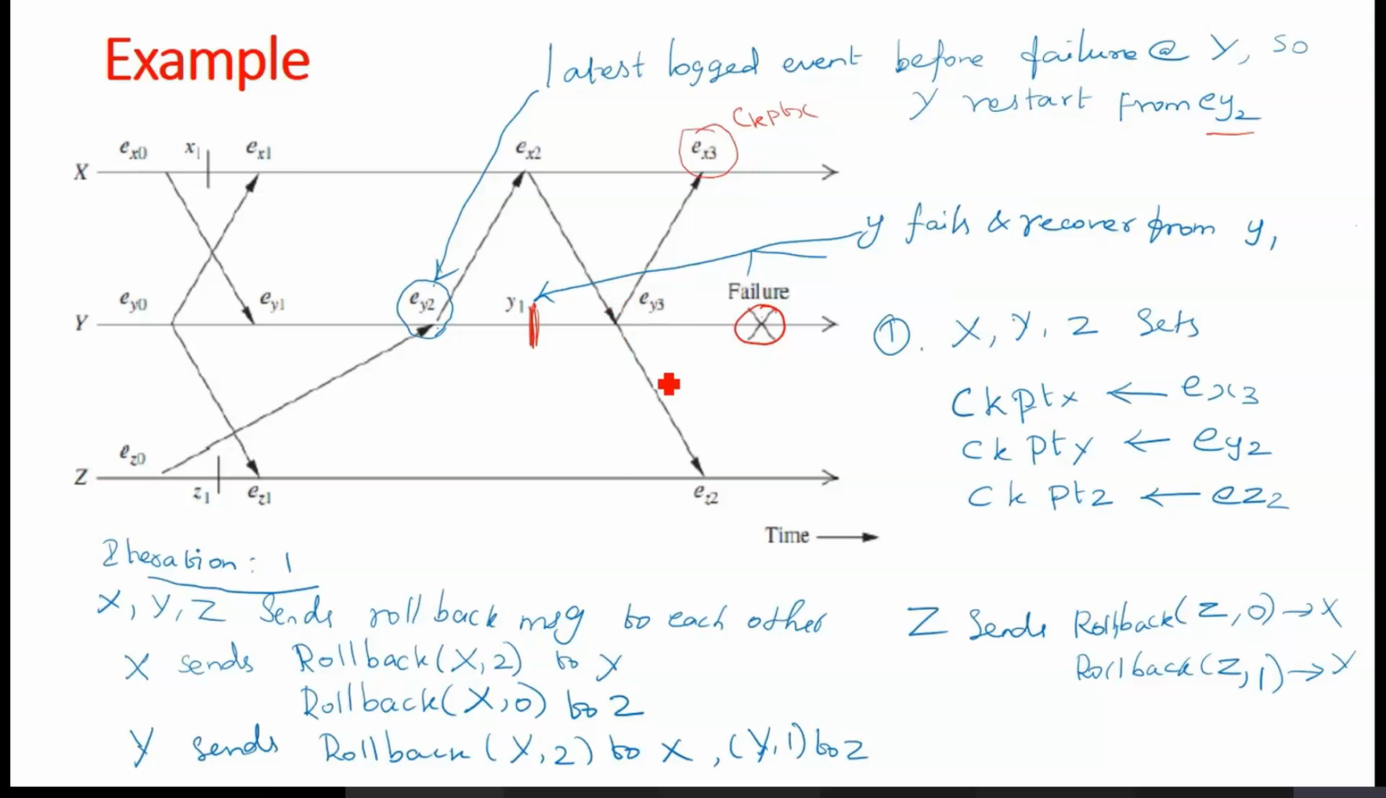And Y here takes EY2 as the checkpoint, CKPTY. And Z will take a checkpoint here, EZ2, CKPTZ. Okay, good, the checkpoints are taken.